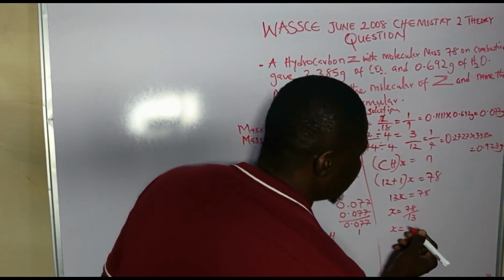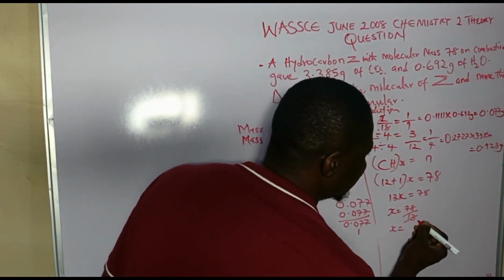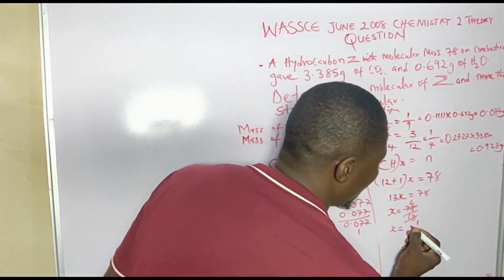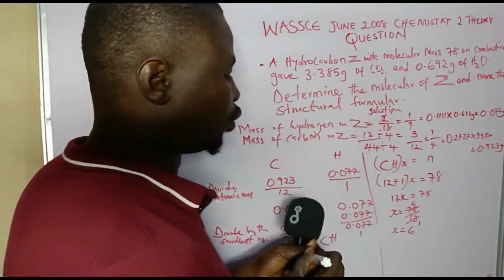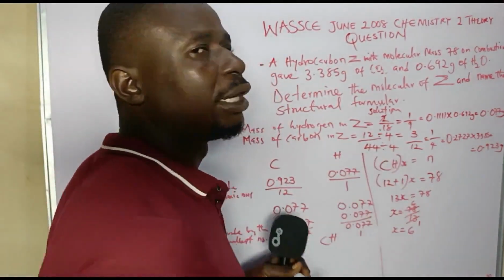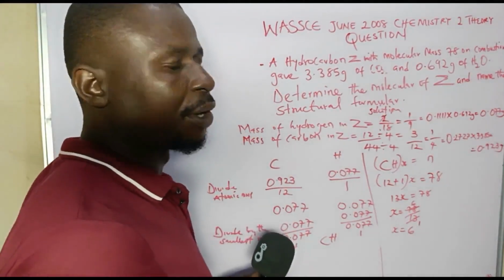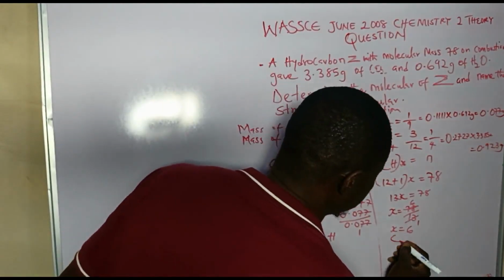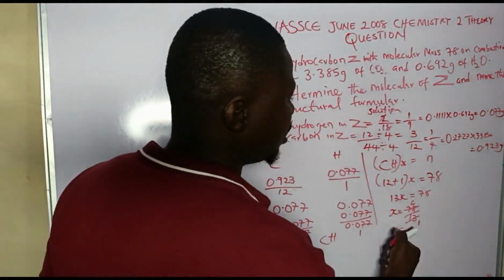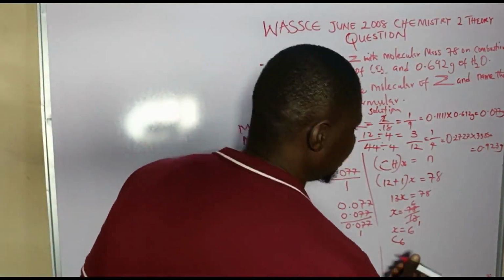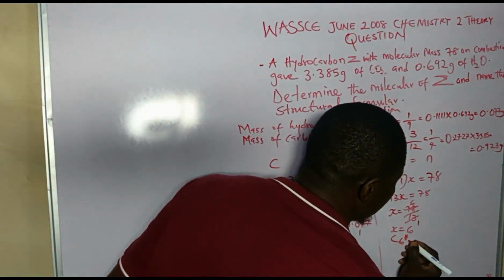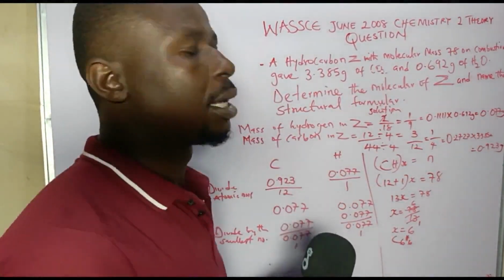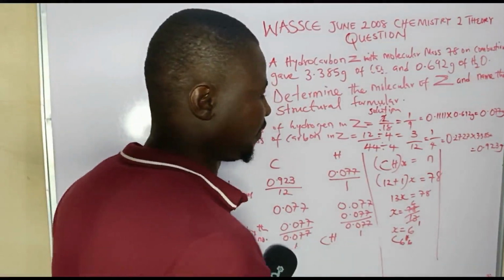13 divided by itself gives 1, and 78 divided by 13 gives 6. That means x equals 6. So you are going to use this 6 to multiply the numbers in the empirical formula. 6 times 1 carbon gives 6 carbon, and 6 times 1 hydrogen gives 6 hydrogen. This is the molecular formula, C6H6.